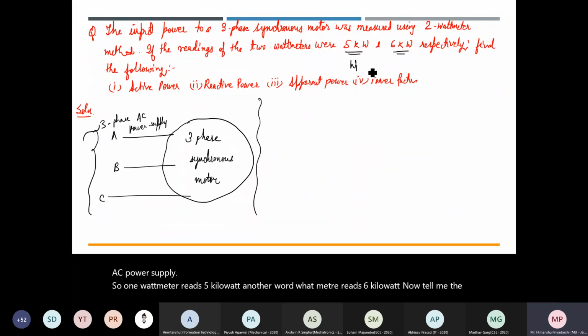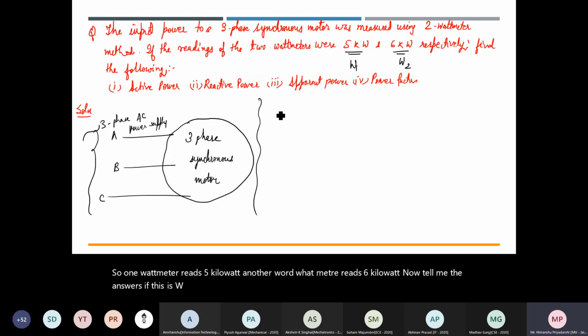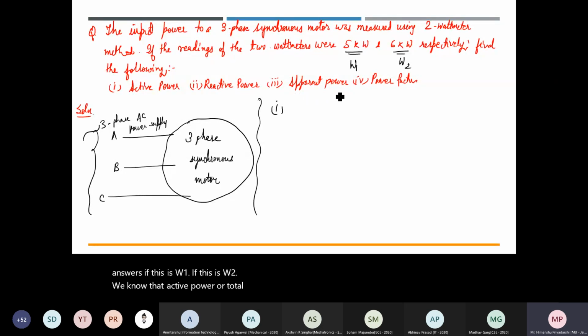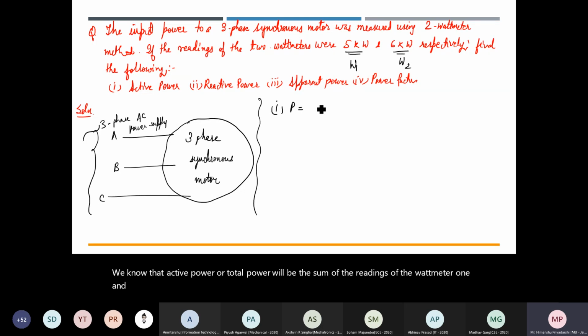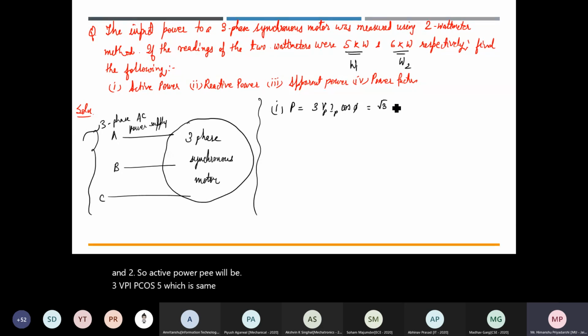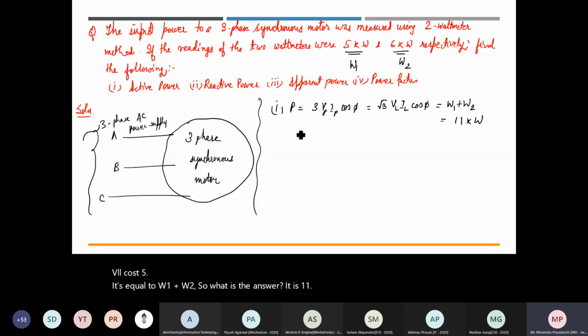If this is W1, if this is W2, we know that active power or total power will be the sum of the readings of wattmeter 1 and 2. So active power P will be 3 VPIP cos phi, which is same as root 3 VLIL cos phi, and it's equal to W1 plus W2. So what is the answer? It is 11 kilowatt. Is that okay?